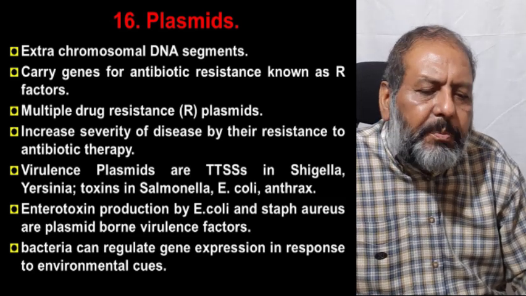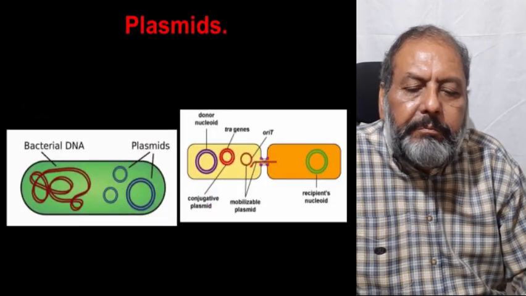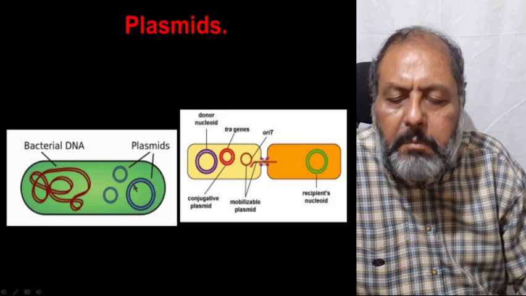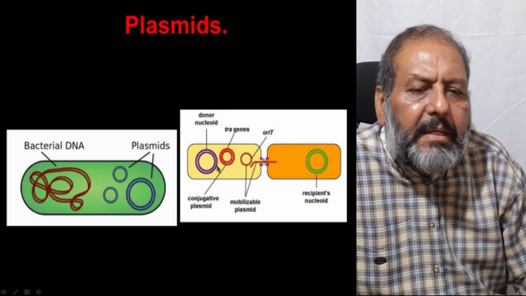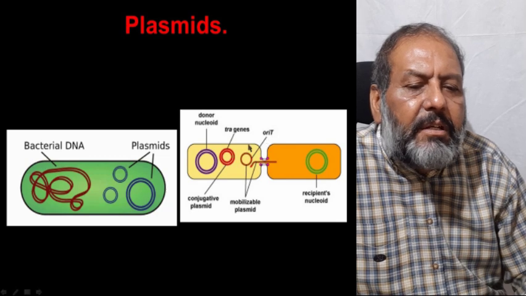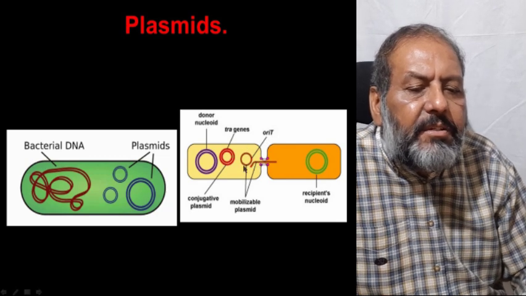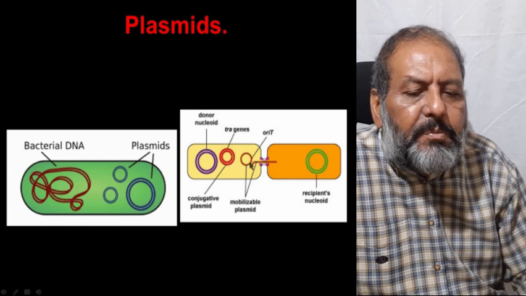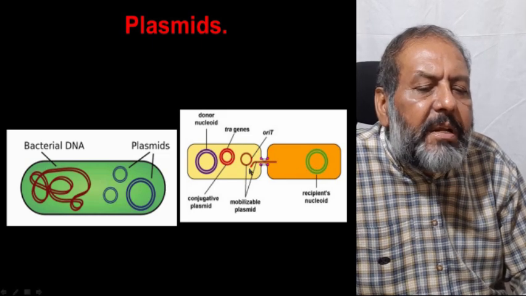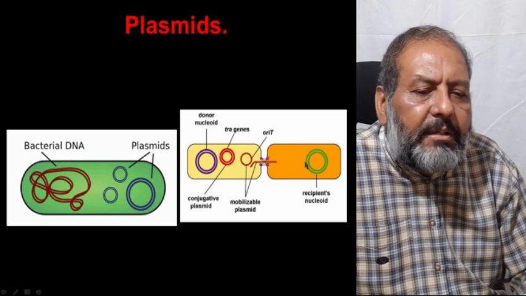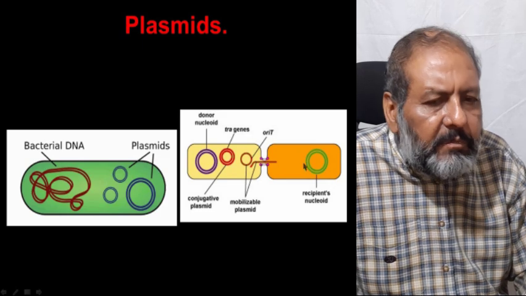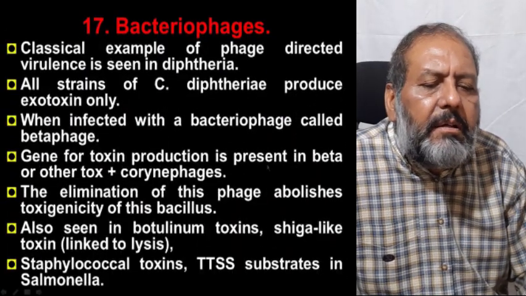Bacteria can regulate gene expression in response to environmental cues. And here one can see the plasmid. Here is the bacterial DNA. Here is the plasmid, the circular part of the chromosome. And here one can see the donor nucleotide, and that is giving the TRA gene or the resistance genes and the other genes, and that is just going from this plasmid to the plasmid of the other cell, that is the recipient's nucleotide. So the genes from this plasmid can go and merge into the chromosome or the nucleoid of this recipient to become resistant. So that is a kind of resistance transfer to the other bacteria.